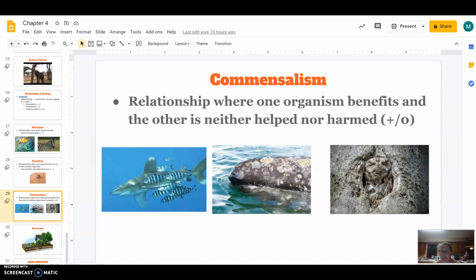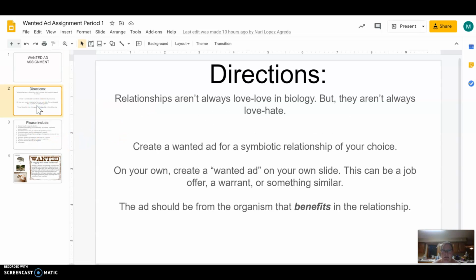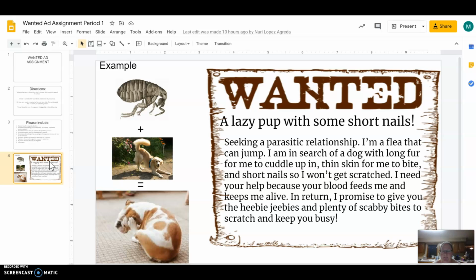So I'm gonna stop the video. I will post probably an ed puzzle and a couple assignments for you to do. And oh, you know what? Let's look at this one. So this is one of the ones that I'm gonna post. It's called a wanted ad assignment. So in the Google Doc, there is directions on 2 slides. And then here's my example.